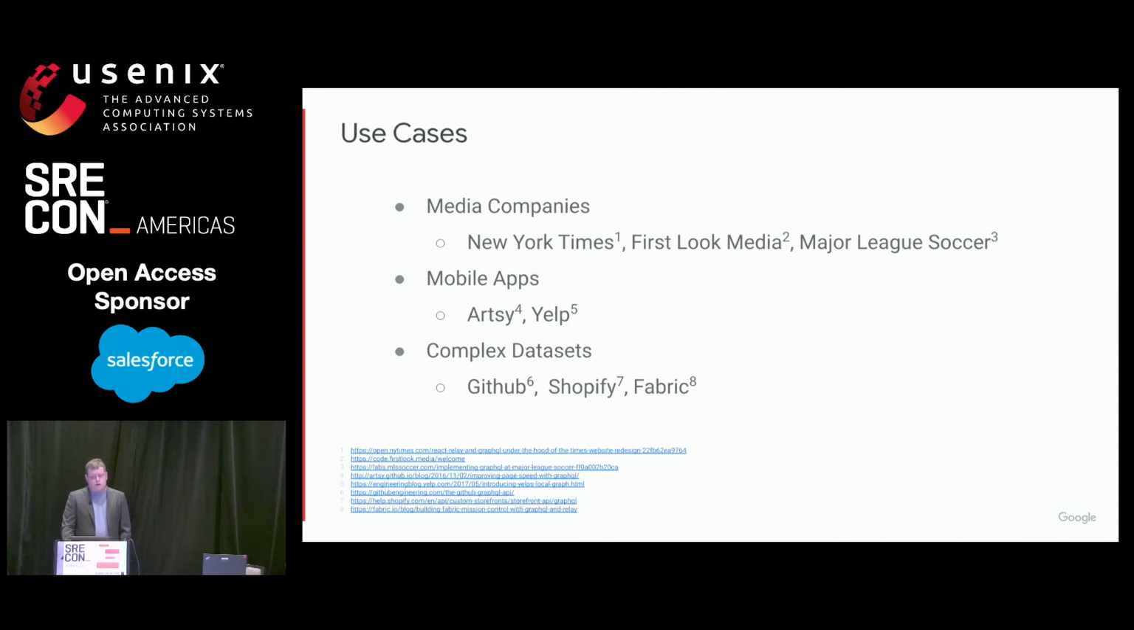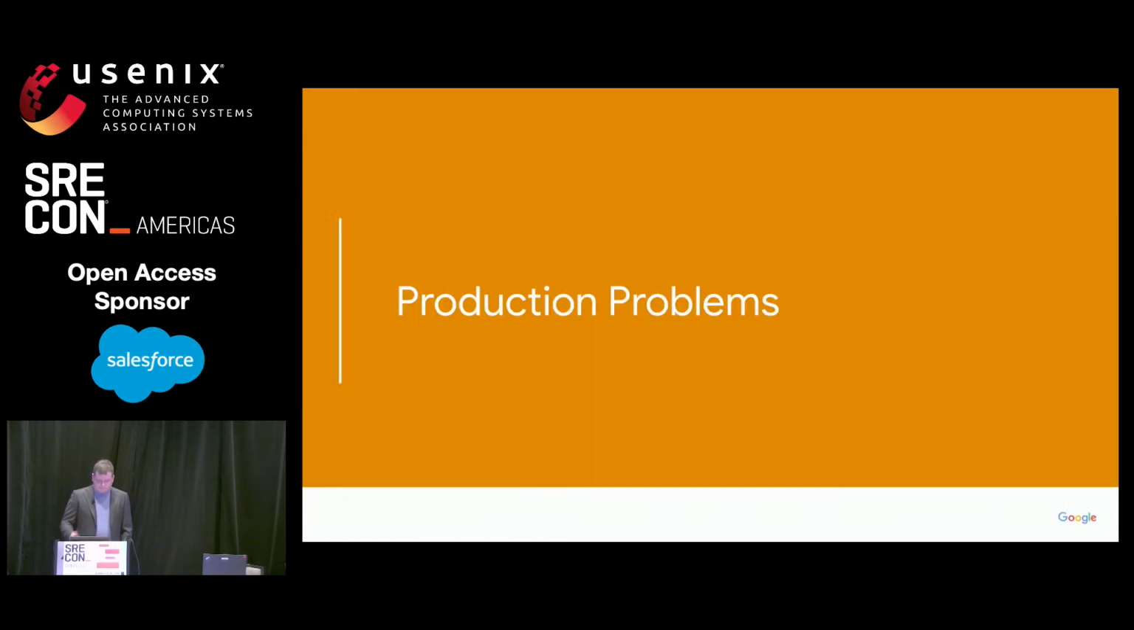And then a lot of companies have also talked about their complex data sets, which are constantly growing and evolving, such as GitHub, Shopify, and Fabric, which all have a lot of data and need an easy way for users to explore it. If you have a GitHub account, which is pretty common at a developer conference, check out GitHub's API documentation. They have lots of click-through examples where you can just run GraphQL queries against yourself, which is neat. But now on to the more interesting thing, the production problems you run into when you're used to classic REST APIs.